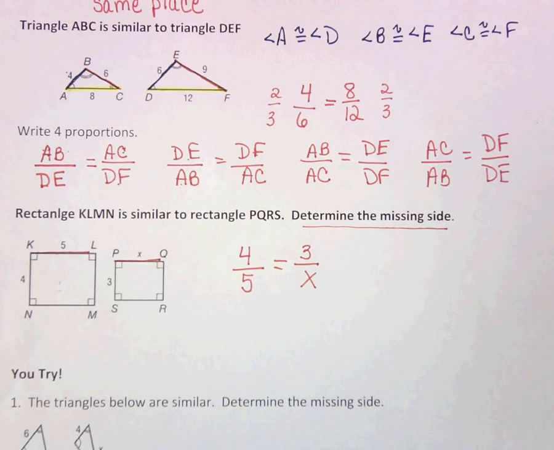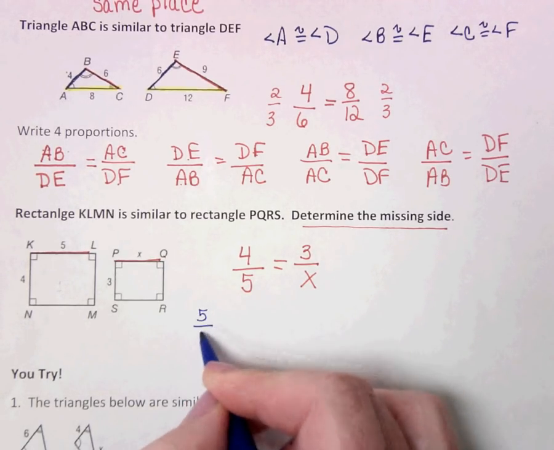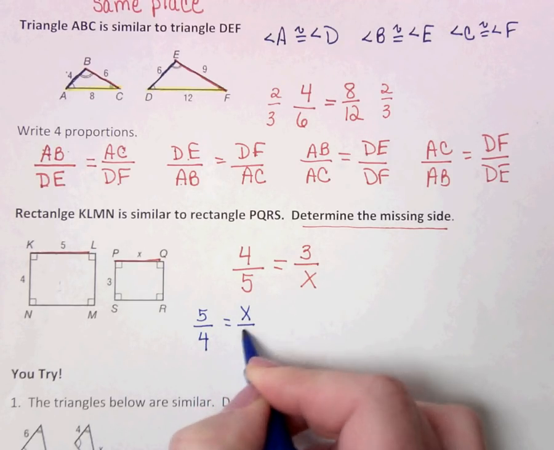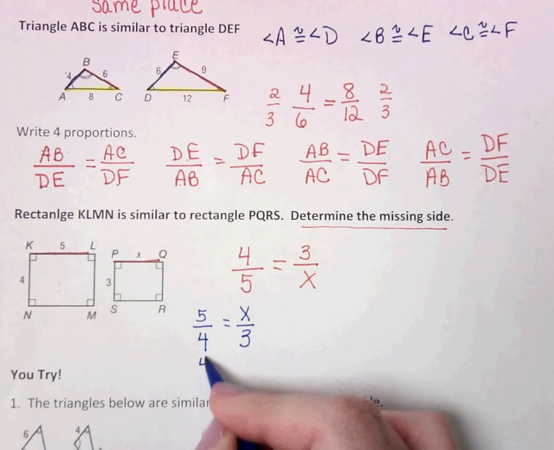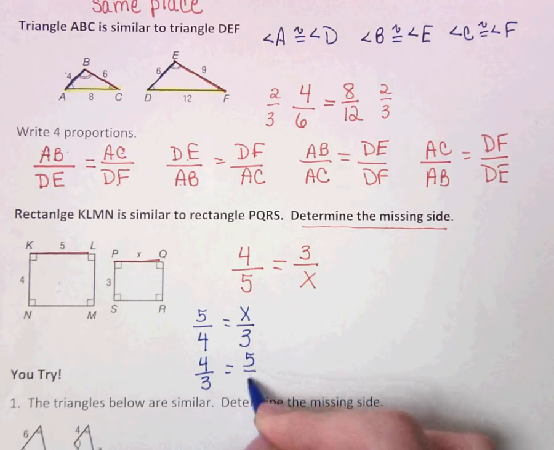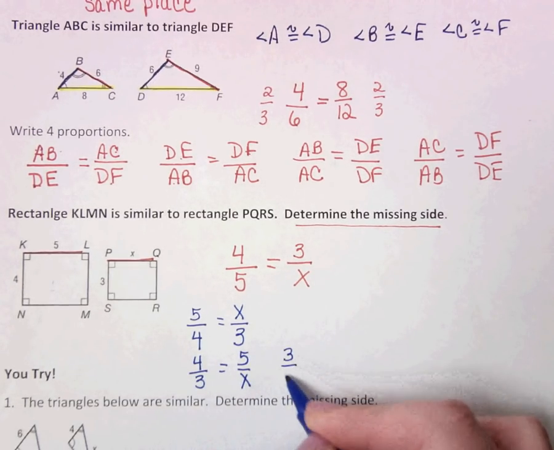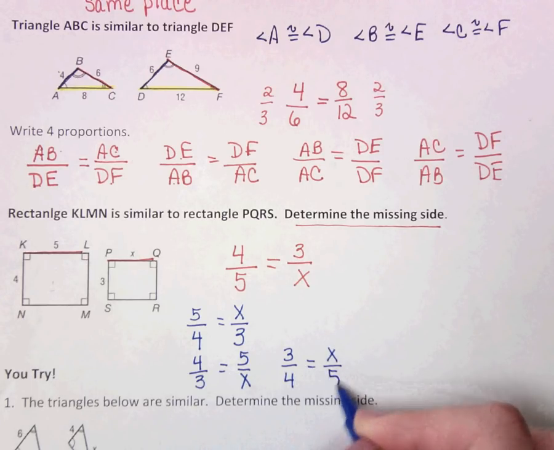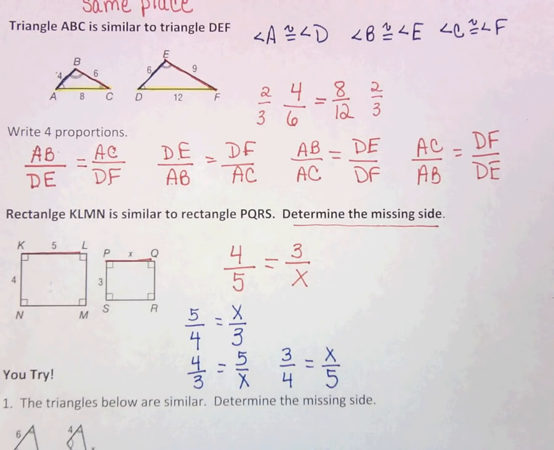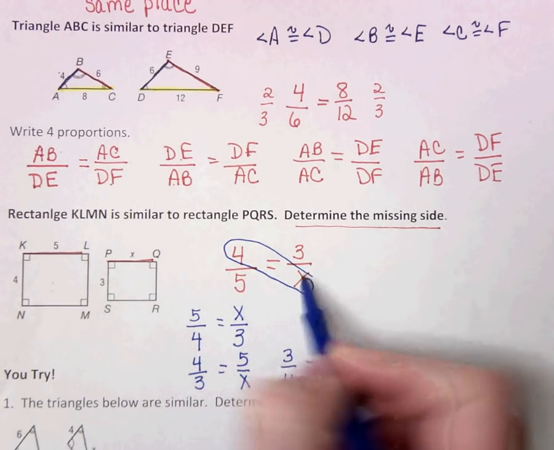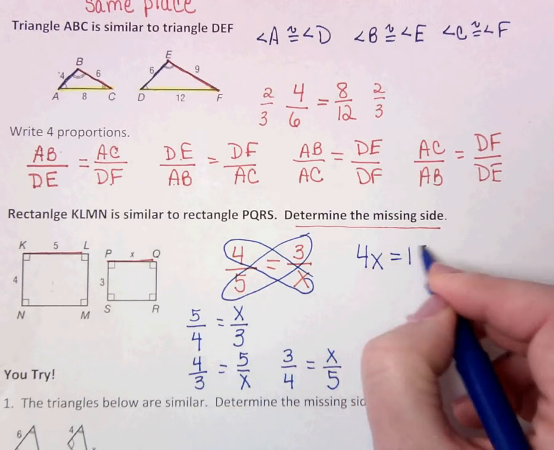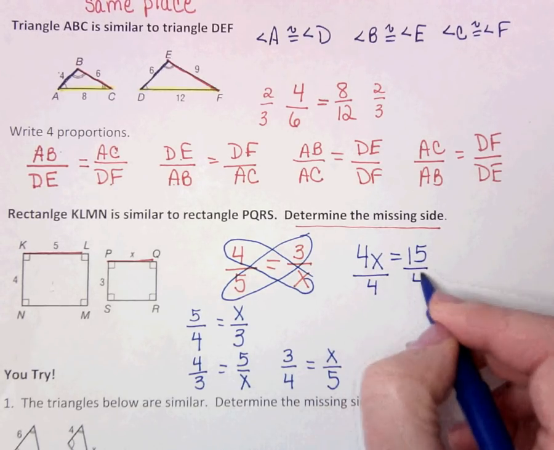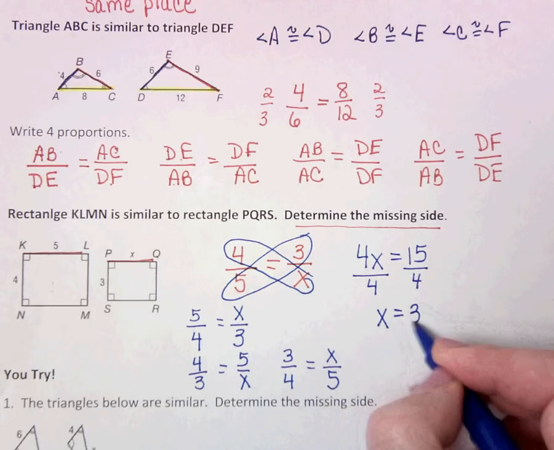Okay, so again, other ways we could write this. We could write 5 over 4 equals X over 3. That would be another way to write it. We could also say 4 over 3 equals 5 over X. And then we also could flip that so it reads the other way. So several different ways, 4 different ways every time to write the same proportion. So now remember, to solve a proportion, we butterfly or we cross multiply. So that would give me 4x equals 15. If I divide by 4, I would get x equals 3.75.